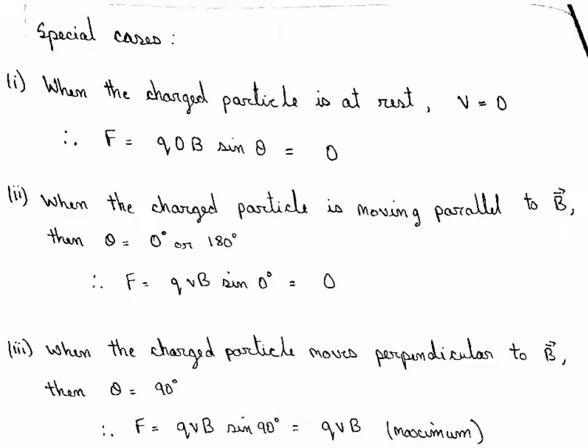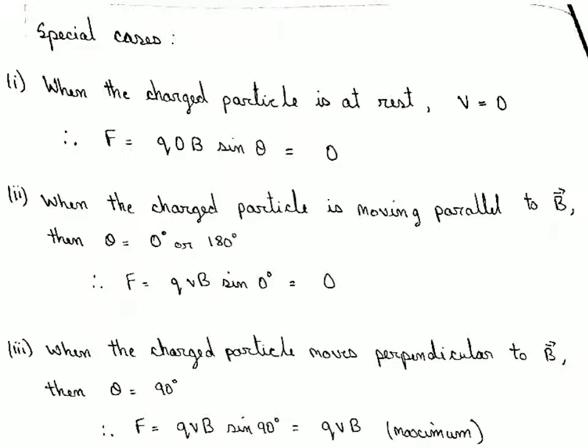Now we come to some special cases. Number one is when a charged particle is at rest. Remember, in an electric field, if a charge is at rest, it will still experience a force. But here, if the charge is at rest, which means that the velocity is zero, then the force will be equal to Q 0 B sine theta, and that is equal to 0. So the force is equal to 0. Hence, when the charge is at rest, it will not experience any force.